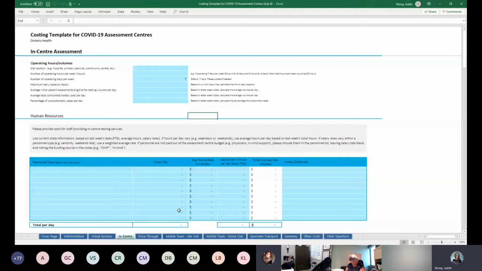Estimate. So you may not know the exact number of symptomatic versus asymptomatic, but I hope that you would have a sense of whether it is 5%, 10%, 20%, 50%.